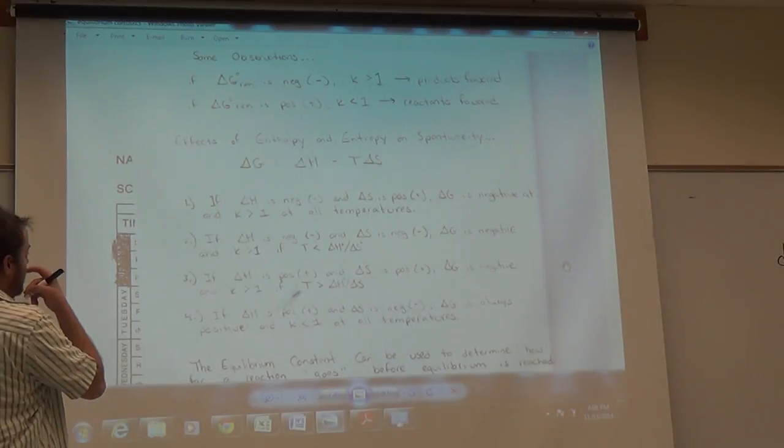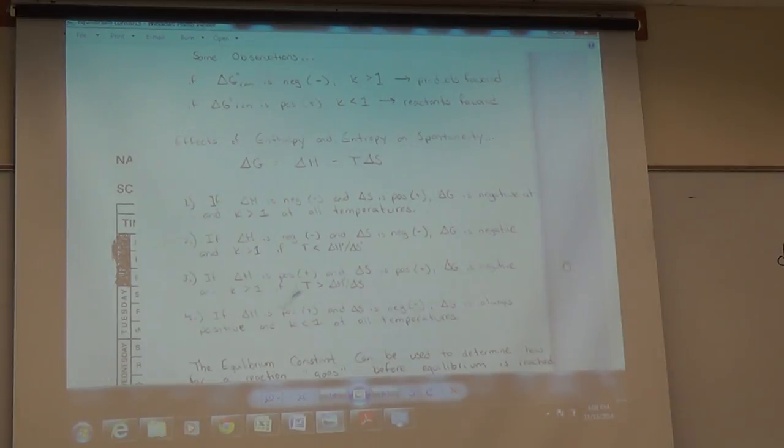We can look at the expression for delta G. Delta G is delta H minus T delta S. And you've probably already done this little bit of exercise in Gen Chem, but we'll just do it one more time for the sake of practice and reminding ourselves. If you've got a delta H for a reaction that's negative and a delta S that's positive, then the delta G of the reaction is always going to be negative. And so K is always going to be greater than 1 at all temperatures.